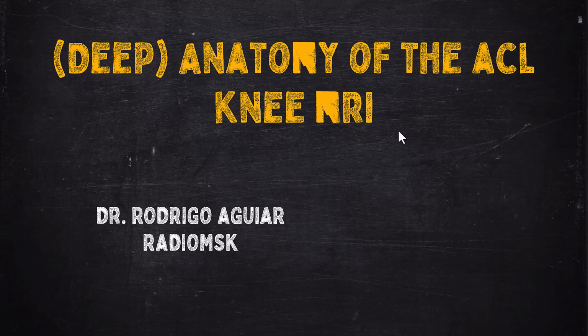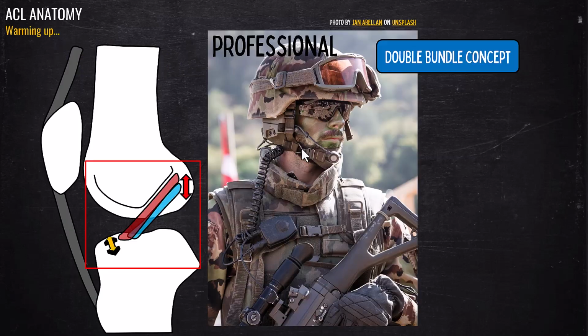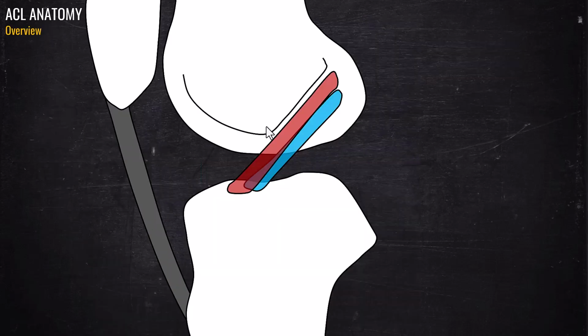Hi everybody, today I'm going to talk about the deep anatomy of the ACL on the MRI of the knee. So I'm going to talk about the double bundle concept of the ACL. That's the way that professionals see this anatomy, how the orthopedic surgeons see this anatomy, how the musculoskeletal radiologists see this anatomy. So let's talk about this right now.